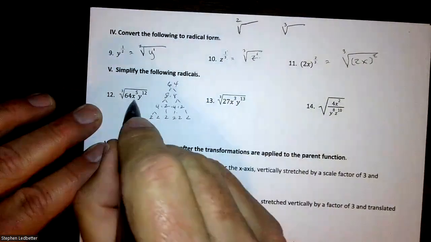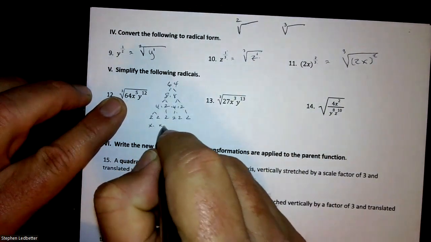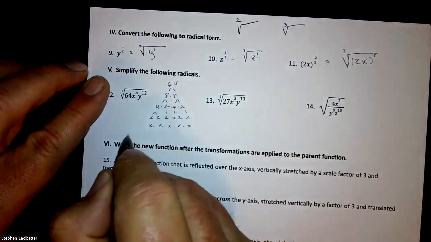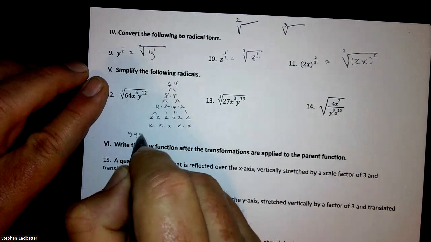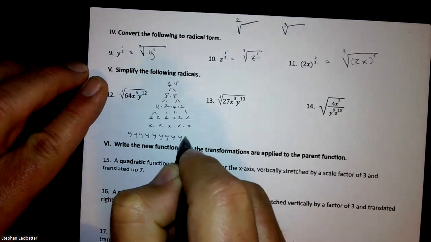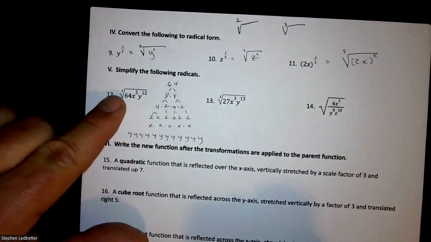All right. Now, I'm going to go ahead and do the x's. The x to the 5th, there are 5 of them. 1, 2, 3, 4, 5. The y's, there's 12 of them. Oh boy. 1, 2, 3, 4, 5, 6, 7, 8, 9, 10, 11, 12. 12 of them. All right, so we have done 64.